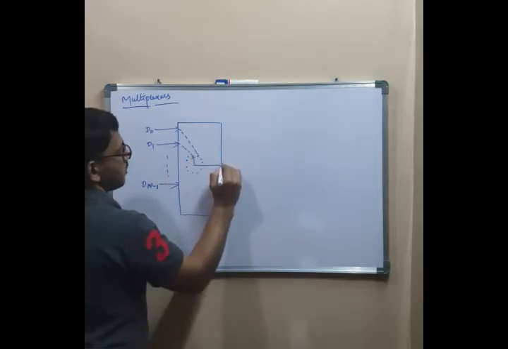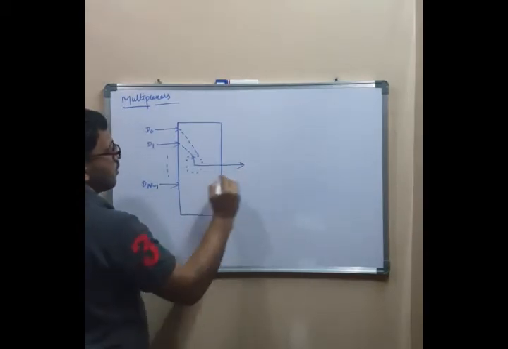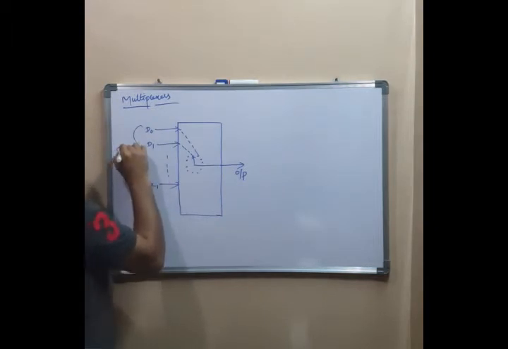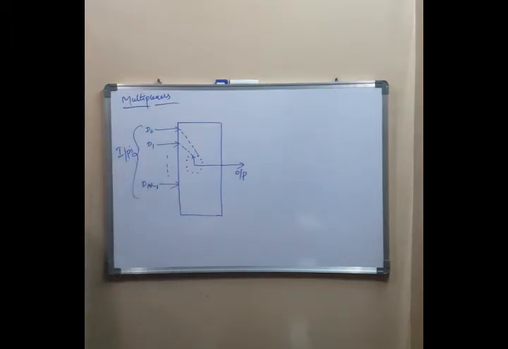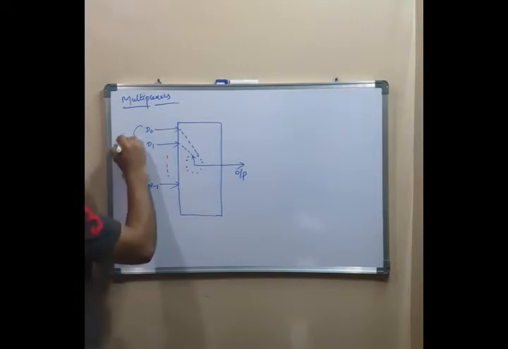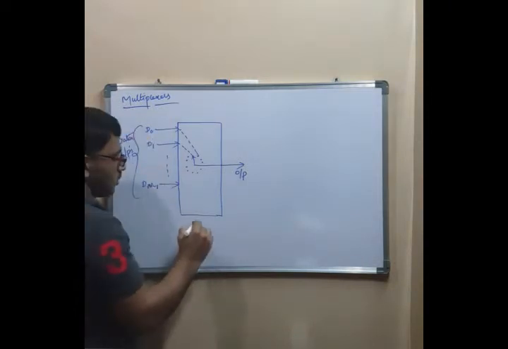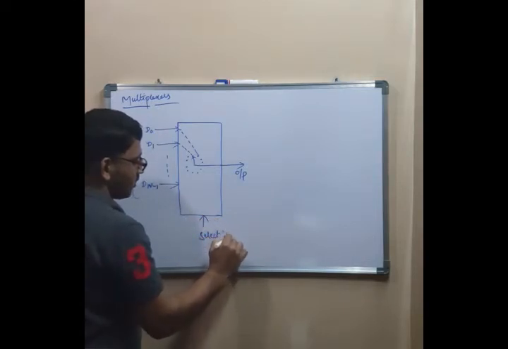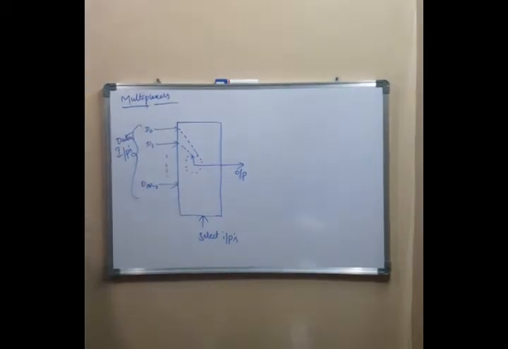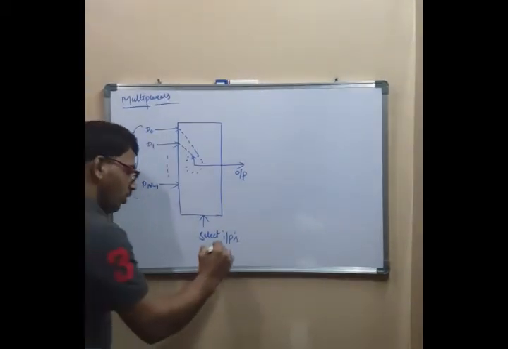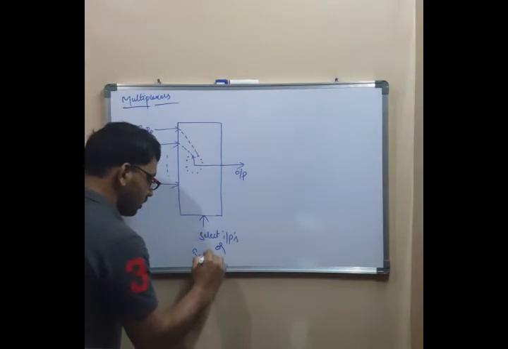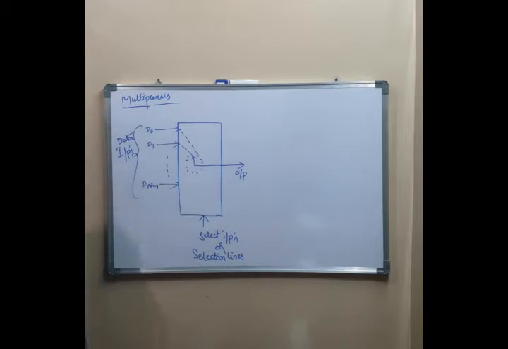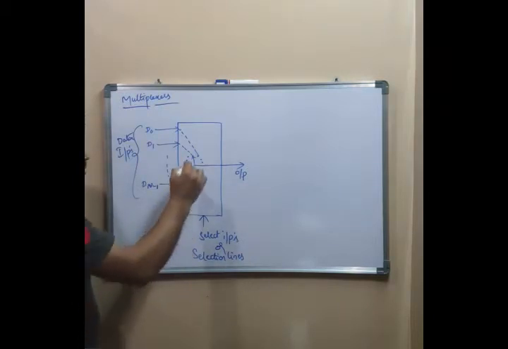So this is the output. All these are the inputs, data inputs, and this is the select inputs or selection lines, we call them. Right? Let us assume this is the switch.